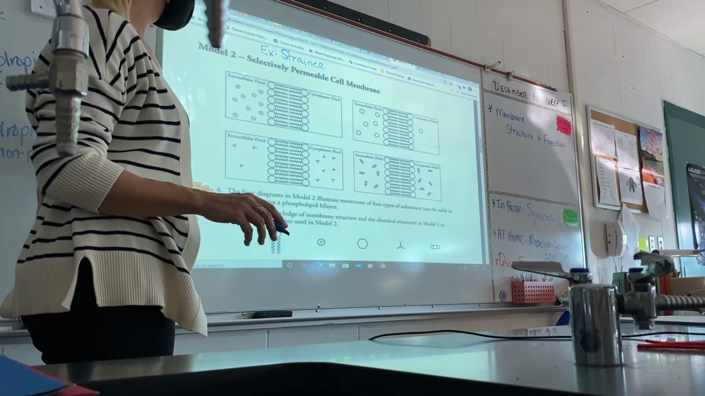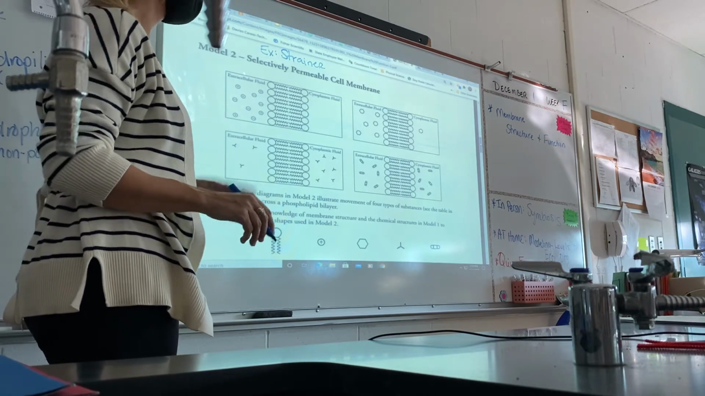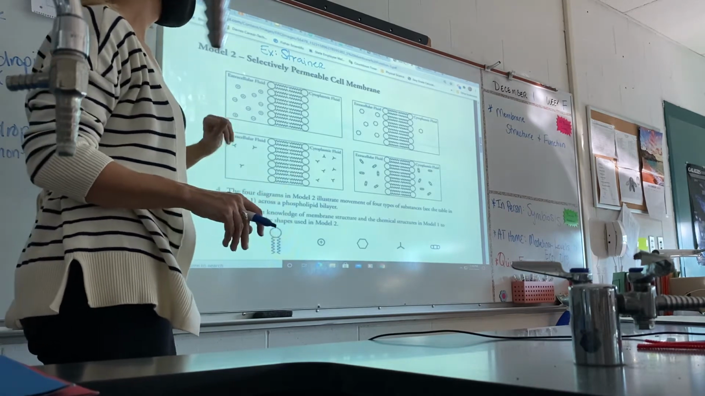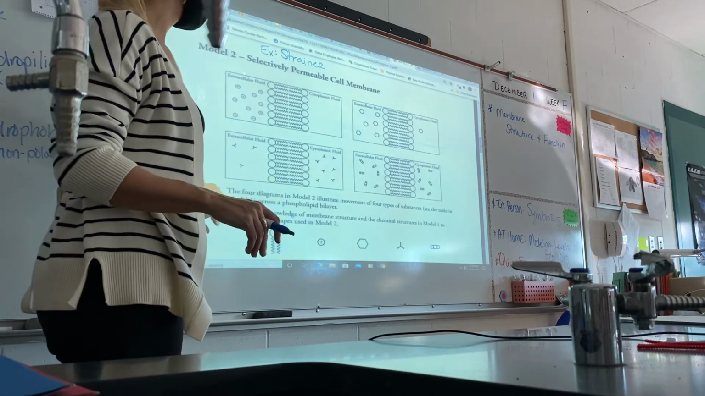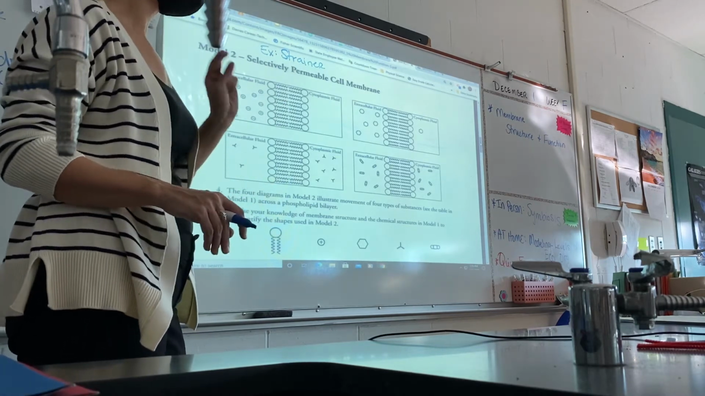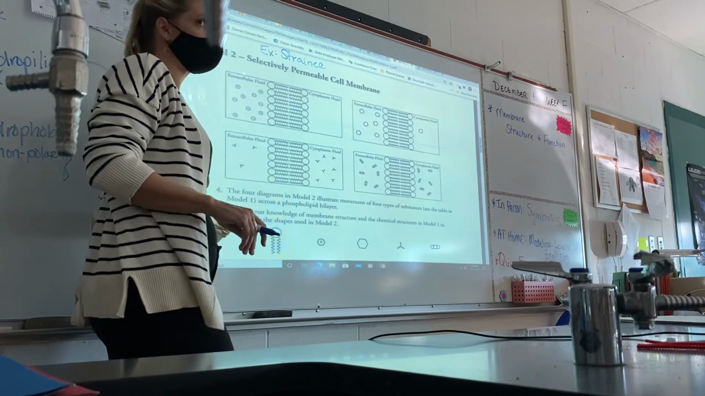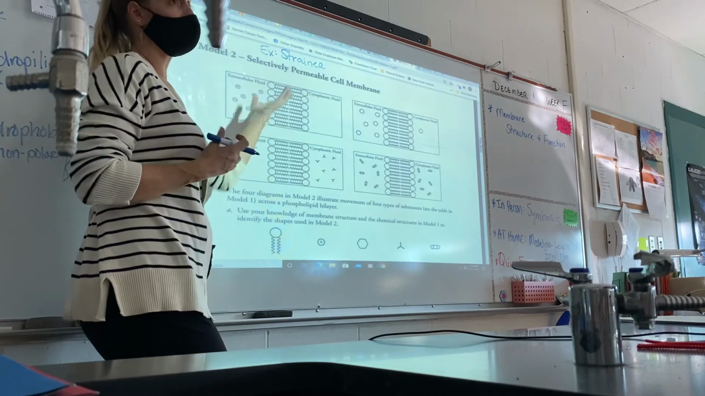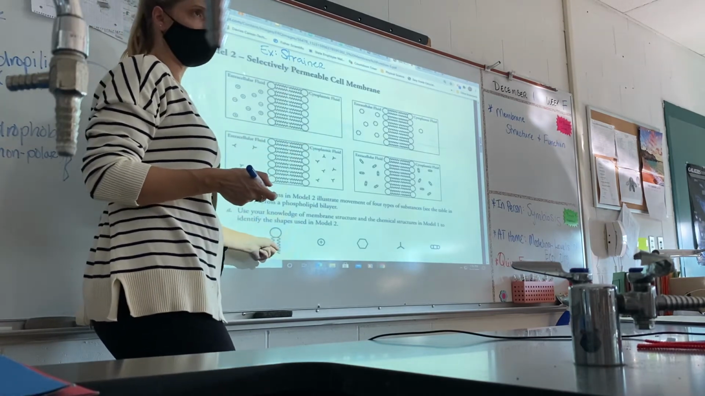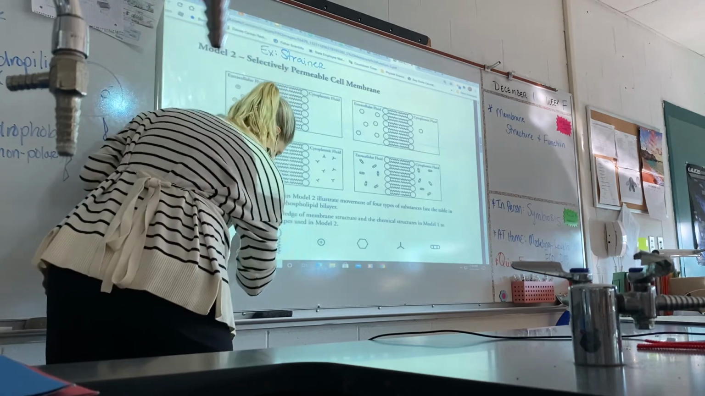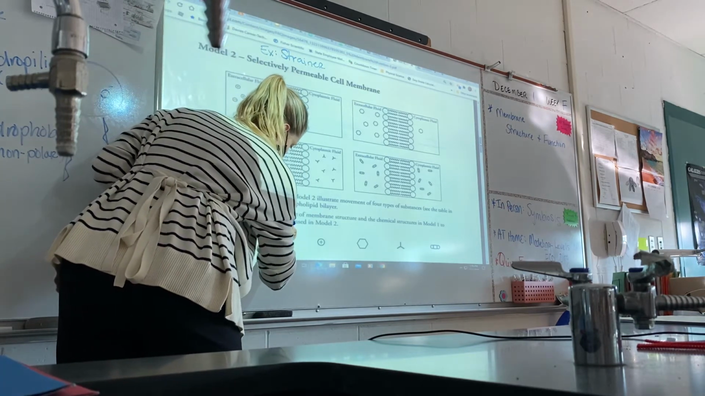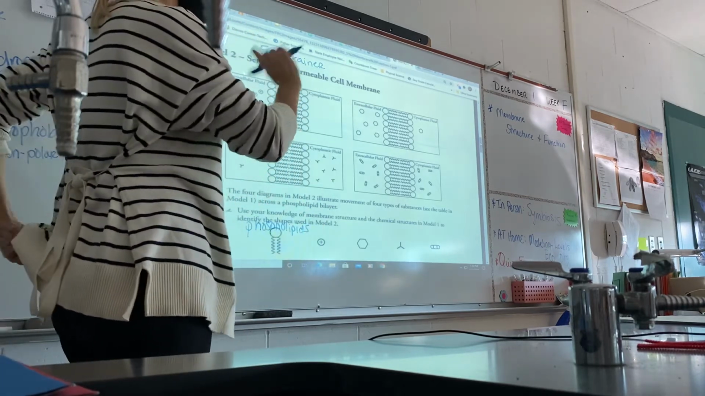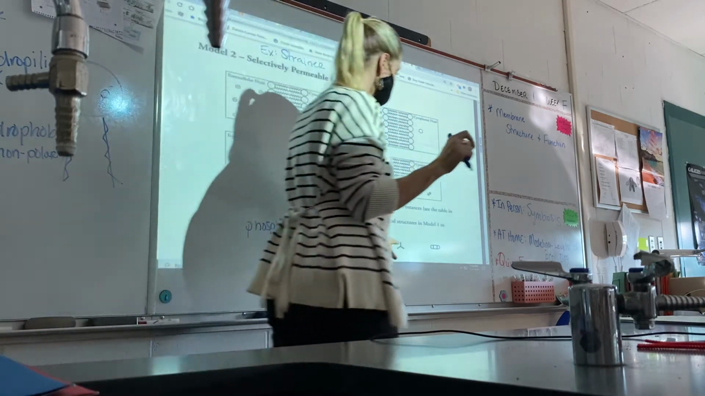In number 4, it's telling you that the 4 diagrams in model 2 illustrate movement of the 4 types of substances that we saw in model 1 across the phospholipid bilayer. Use your knowledge of the membrane structure and chemical structures in model 1 to identify the shapes that are used in model 2. So now we have to analyze what it is that we're looking at in these models. Right off the bat, I know this one's going to be phospholipids. You might have to flip back to the first table to see what these are trying to represent based on their structure.